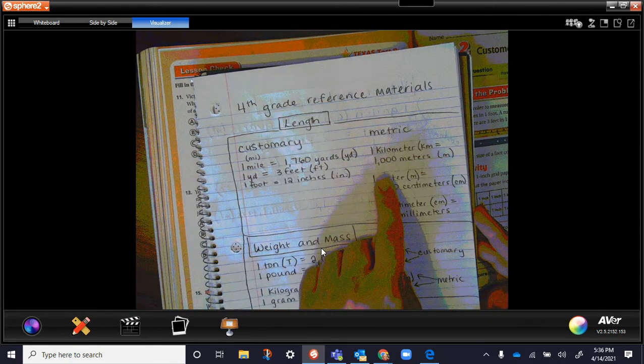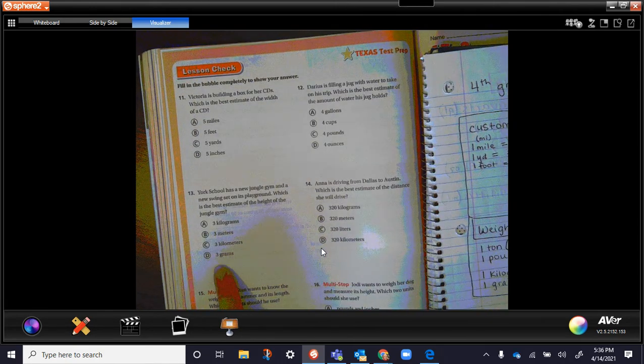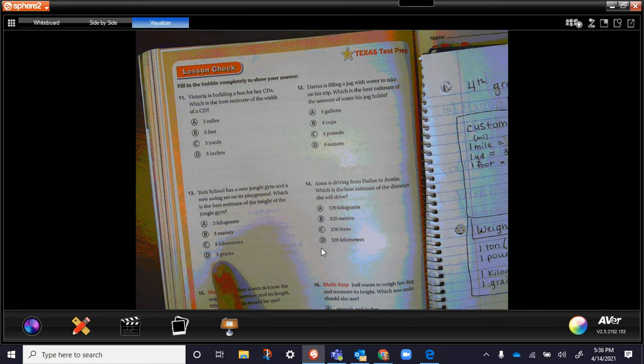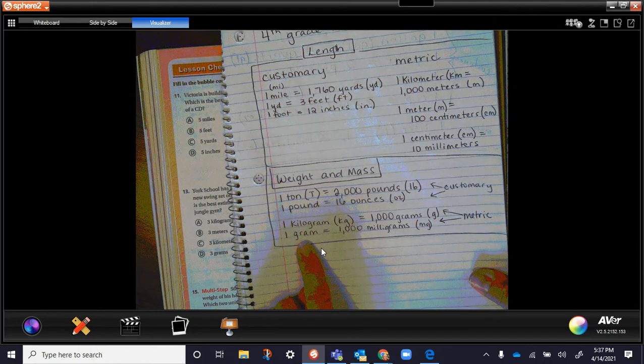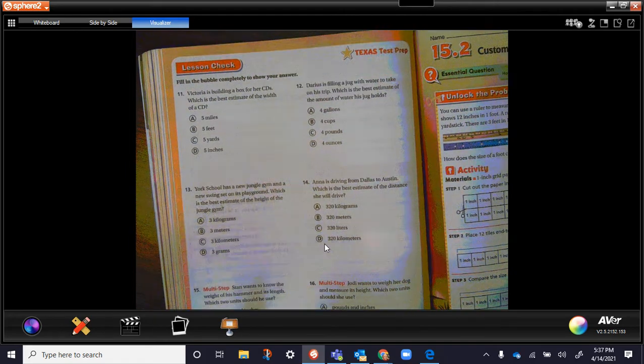So looking through these, some of these, like grams, is measuring, that's over here in the weight and mass category. So we're not wanting to know the mass or the weight of that. We're wanting to know the length of it. So making sure we have the right unit is what we're practicing there.